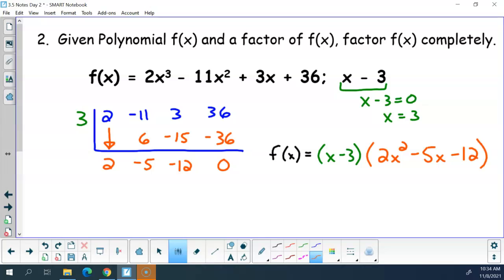Can I factor 2x squared minus 5x minus 12? Well, let's try. What times what gives me 2x squared? 2x and x. What times what gets me 12? 6 and 2, 4 and 3, 12 and 1. Okay? I like to start in the middle. So let's try 4 and 3 first.